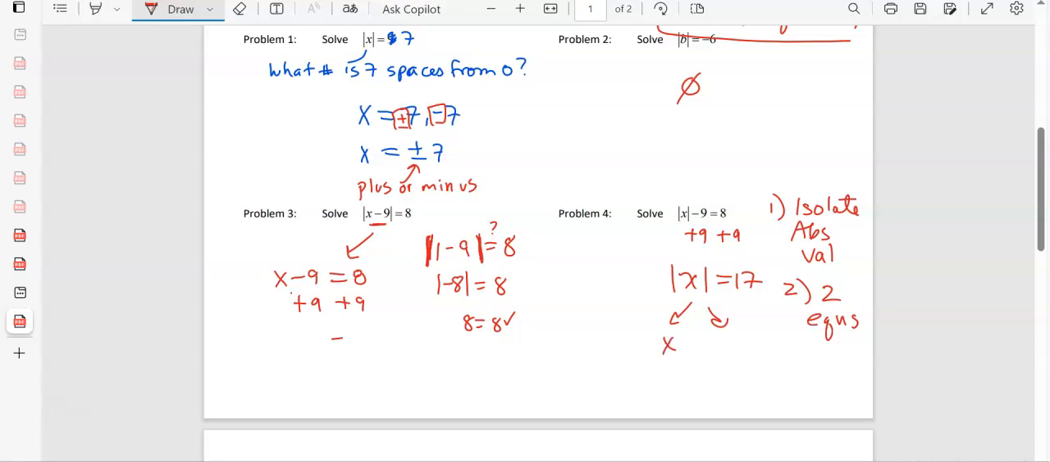So again, what number is 17 spaces away from 0? Either 17 or negative 17, which you can again confirm by substituting 17 in for x, taking its absolute value and subtracting 9 to get 8, or substituting negative 17 in. These can get a lot more complicated, but I wanted to stop here. I just wanted to give you some foundational concepts and ideas of solving an absolute value equation.